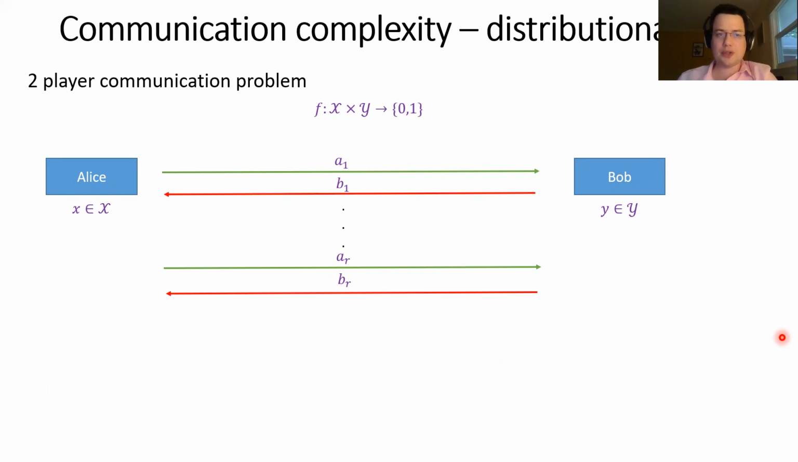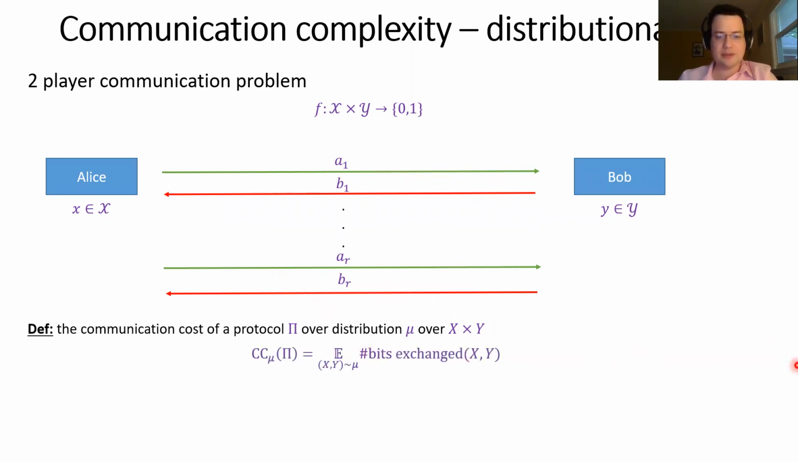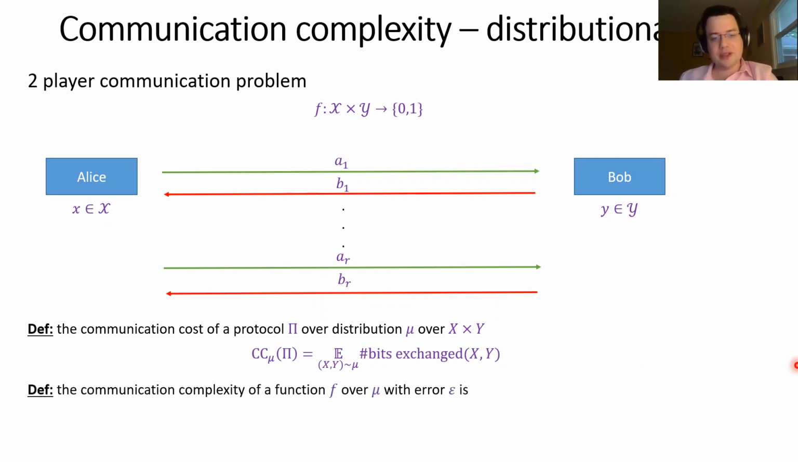For distributional communication, we have a communication protocol, and there is now a distribution mu. The expected communication cost of pi is the expected number of bits exchanged when x and y are distributed according to mu. For the communication complexity, we can also talk about error, so we are allowed to make mistakes on some small fraction of inputs under mu. So we are looking for a protocol that solves F, except on a small fraction of inputs, and we are trying to minimize its communication cost. That's the distributional communication complexity.